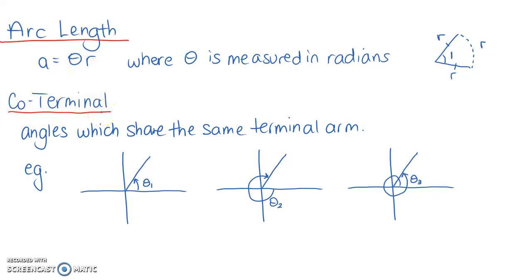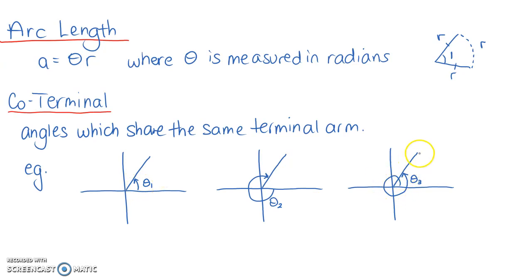Coterminal angles are basically angles that share the same terminal arm. We've talked about positive angles and negative angles, ones that go counterclockwise and ones that go clockwise. So there's a difference between the positive angles and the negative angles. These two angles share the same terminal arm. They have the exact same position within the Cartesian plane.